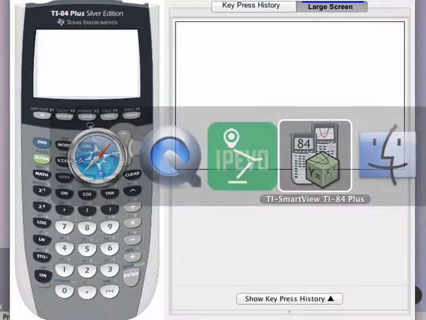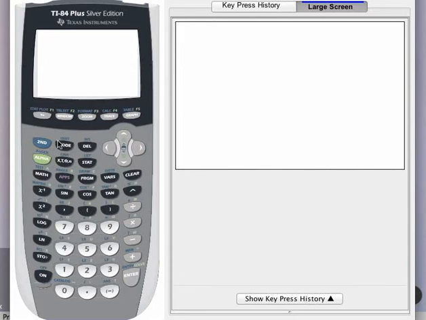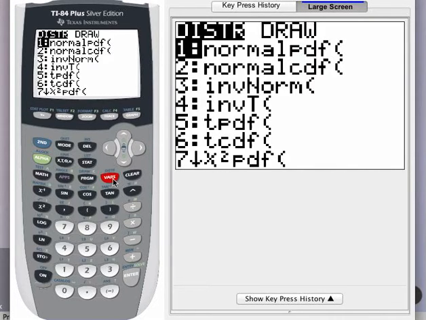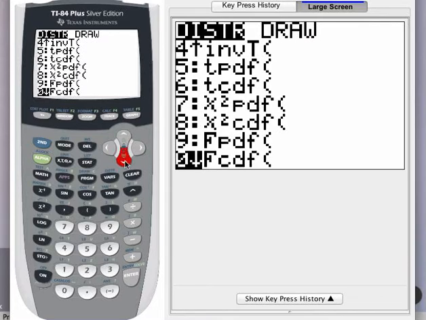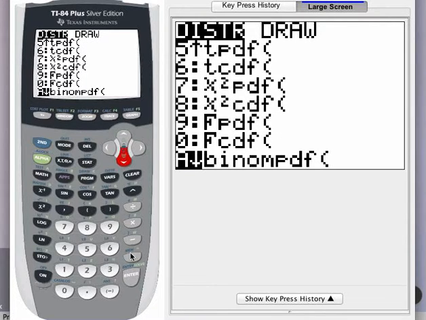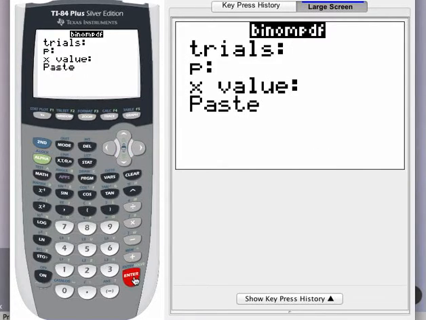So we can go to the binomial PDF command in order to do that. So second distribution, go down here to binom PDF. Calculator's a little slow here on the computer. There it is, binomial PDF. So first we have to put in the number of trials, which is 20. The success probability is 0.25. And we are specifically looking for the likelihood of 5 successes.